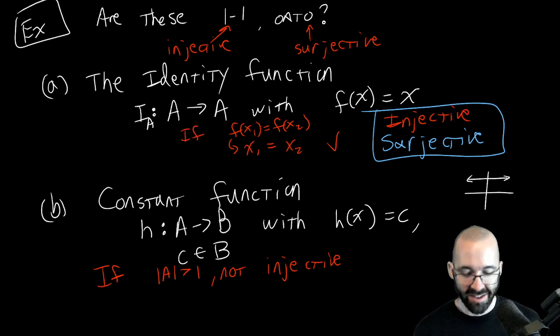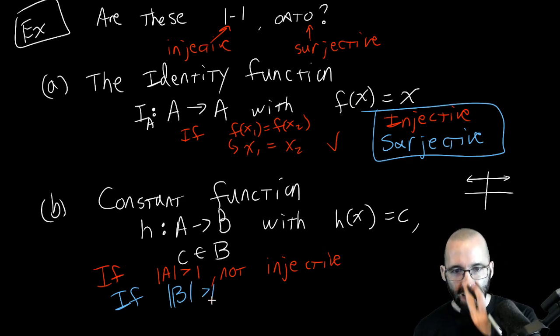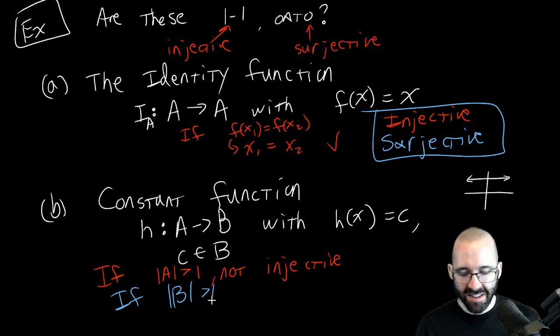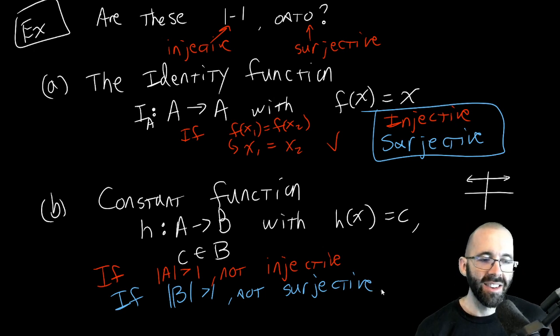Well, again, it depends. If B, it depends on how big our codomain is, right? If our codomain is just C, the element containing C, then it is. But if it's more than one number, so if the size of our codomain is more than one, then it's not surjective either. But otherwise, it could be. Let me know if you have questions about that.